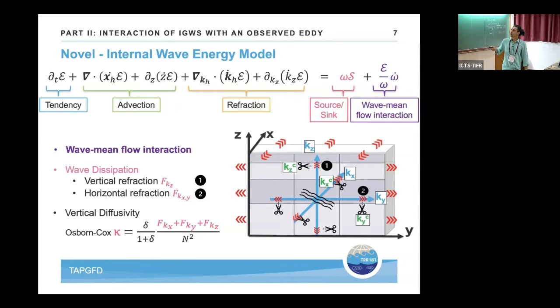And then on the right-hand side, we have sources or sinks of wave energy, which are external to the wave field, and also the wave mean flow interaction, which is like a mechanical energy that the waves gather along the wave path. So they can take energy from the mean flow or give energy back to the mean flow. It can go in both directions, it can have both signs.